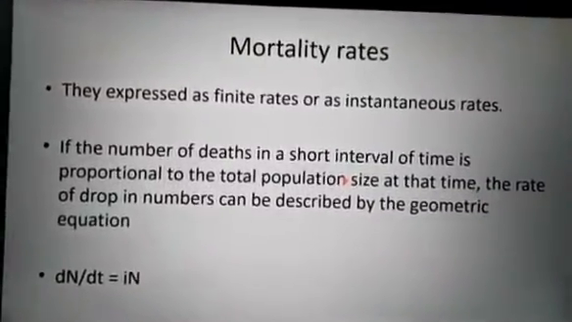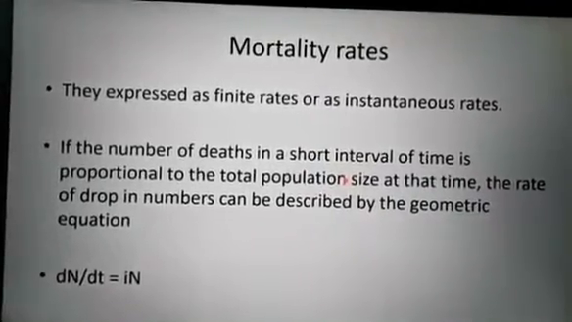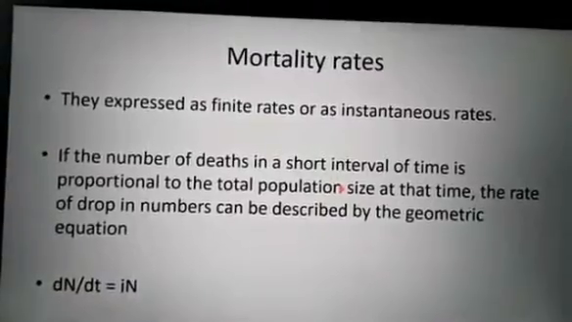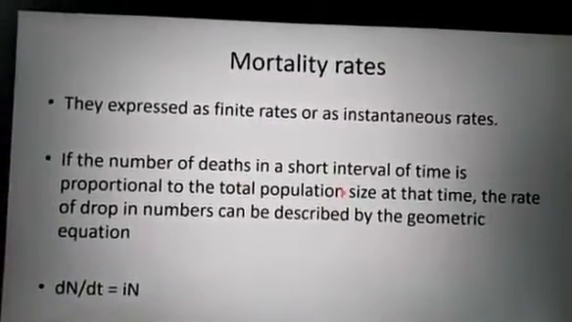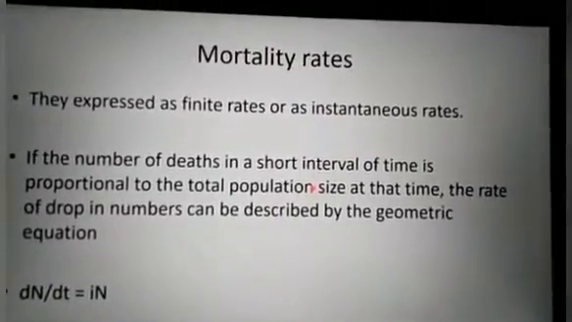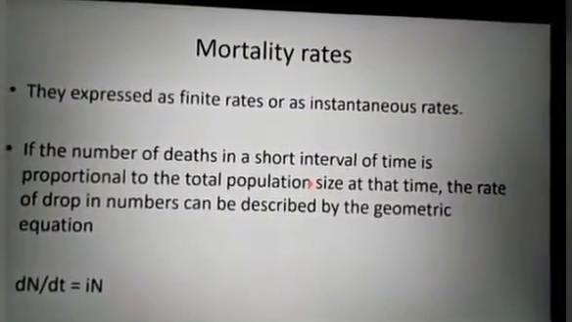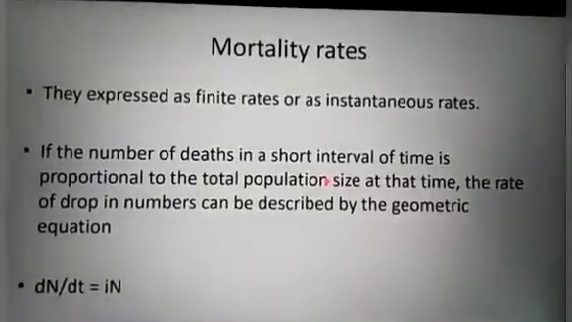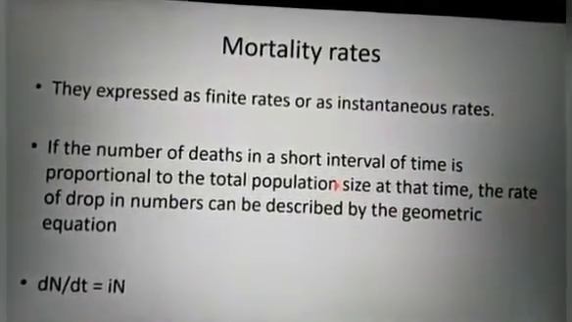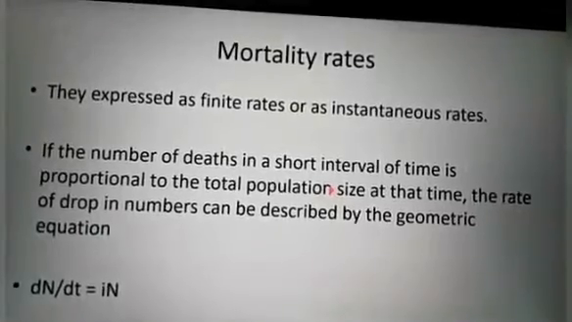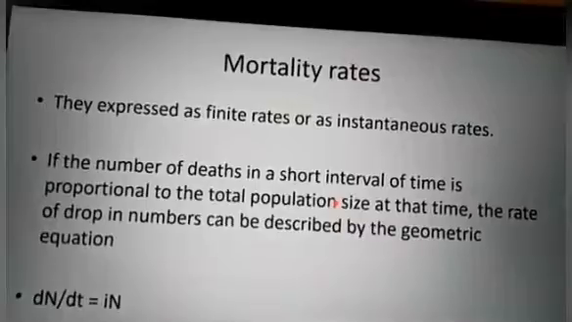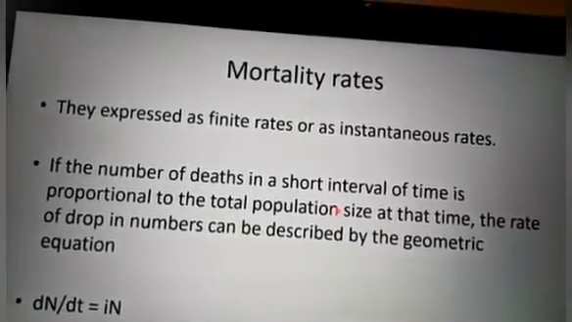Then we have what we call the mortality rate. So you need to pay more attention to this now, because this is what we're going to be talking about, the instantaneous. So they are expressed as finite rates or instantaneous rates. And the number of deaths in a short interval of time is proportional to the total population size at that time.